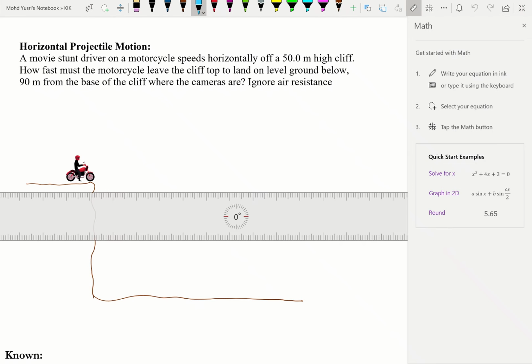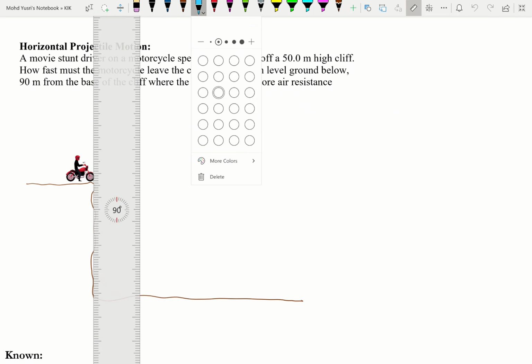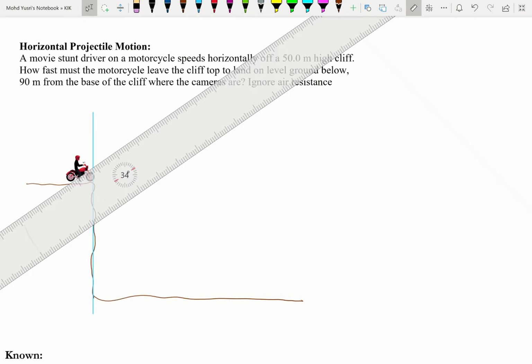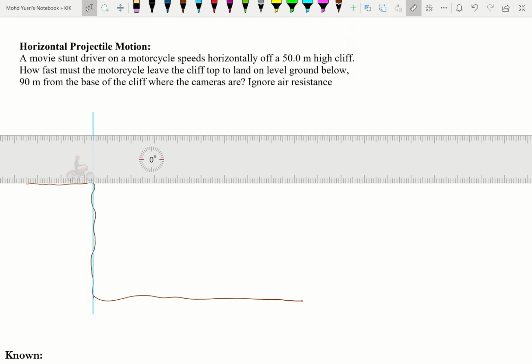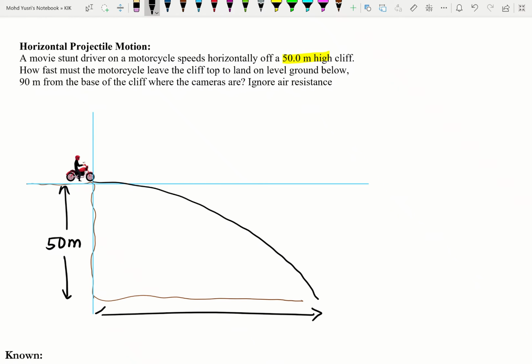Now, the first thing that we need to label is the x-axis and y-axis, or the coordinate axis for this problem. So we have y-axis and x-axis. The path of the motorcycle is parabolic downward. Now, given in the questions that the cliff is 50 meters high, so the height of the cliff is 50 meters from the top to the ground, and the motorcycle lands 90 meters from the base of the cliff. So that is 90 meters in x component.